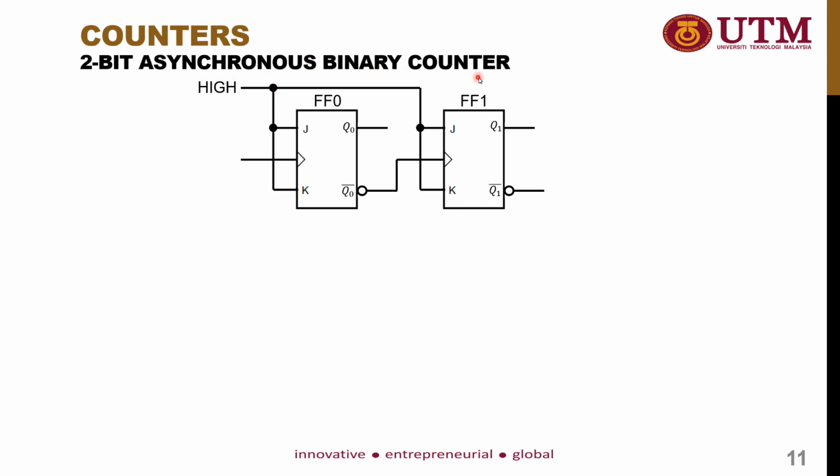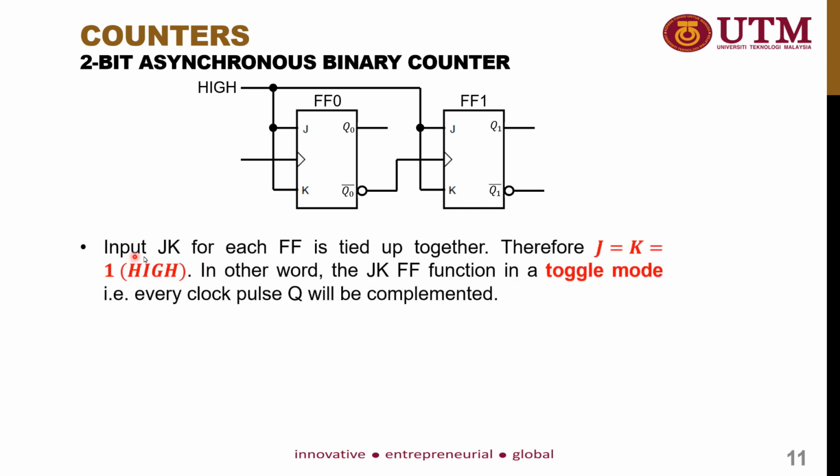The previous circuit shows the example of the 2-bit asynchronous binary counter because it has 2 flip-flops. The JK inputs of each flip-flop are tied together. So we combine the JK inputs for each flip-flop inside the counter. Therefore, J equals K equals 1, set to high. In other words, the JK flip-flop functions in toggle mode. So in a binary counter, we set each JK flip-flop input to 1 because we want the output to toggle.